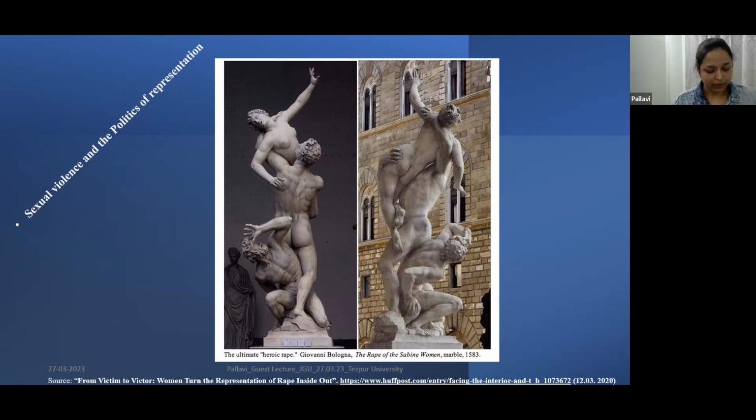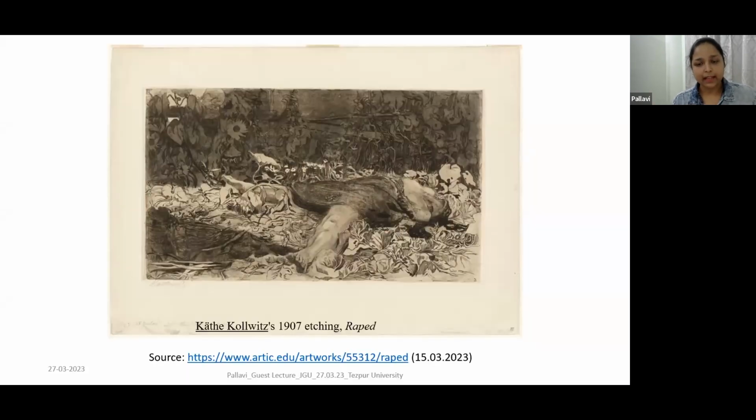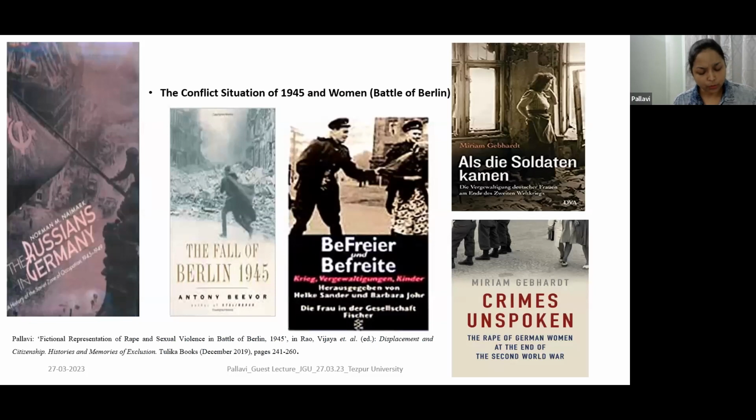So now I will show you another picture by Käthe Kollwitz, and the title she uses is Raped, and here she emphasizes the aftermath of rape and psychological and visual perspective in order to evoke ethical and psychological empathy towards the victim. So in this particular picture, we can see that. And so now I will come to the conflict situation of 1945 and women, particularly the Battle of Berlin.